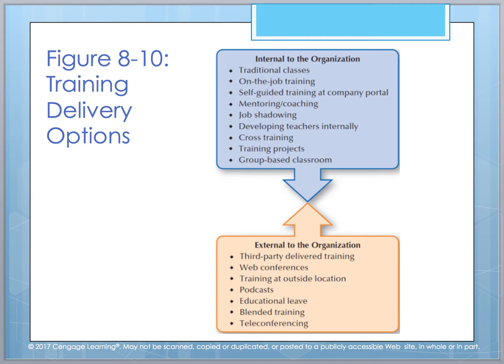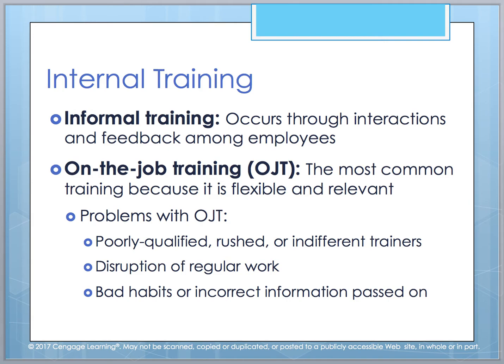When we look at figure 8.10, there are delivery options. Internal to the organization is if you do cross-training, on-the-job training. Something that's external would be providing a podcast or web conference or teleconferencing. When we look at informal training, this is when we have the interactions and feedback amongst the team.